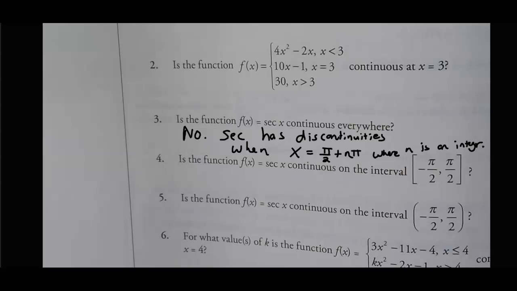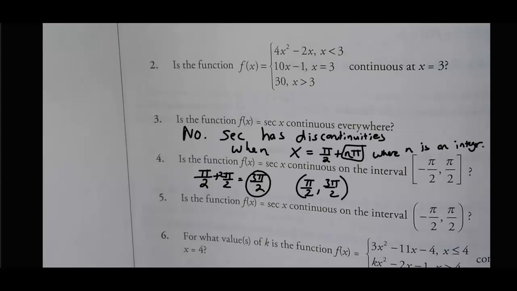So no, secant has discontinuities when x equals pi over 2 plus pi n, where n is an integer. In other words, if you just add some multiple of pi to pi over 2. So for instance, if you were to start off at pi over 2 and we added pi to that, what would we get? Well, you have to put that over 2 and make it a common denominator, and you get 3 pi over 2. So secant is continuous from pi over 2 up until 3 pi over 2. But at both of those endpoints, it's discontinuous.